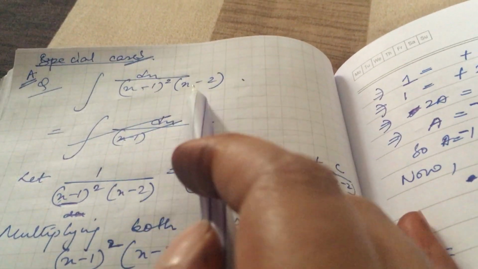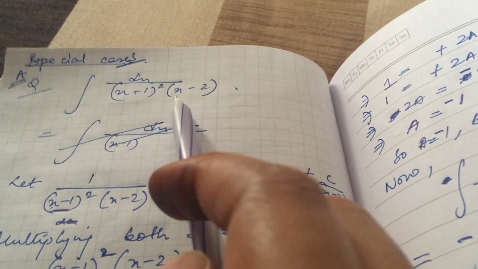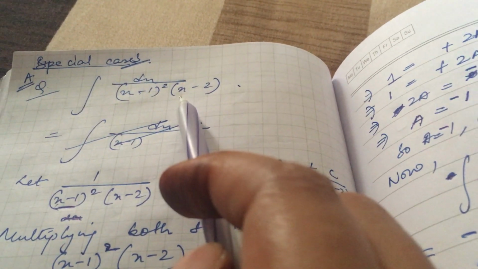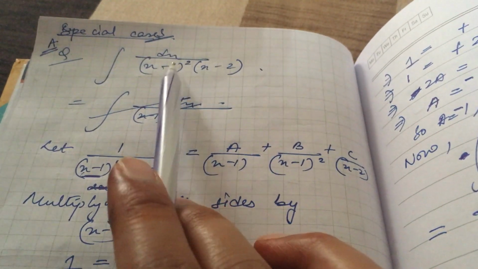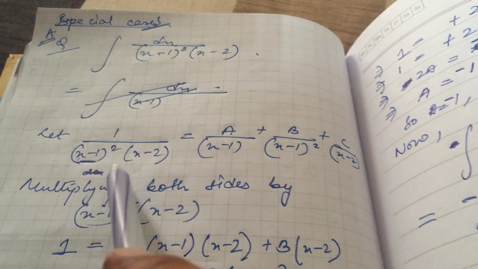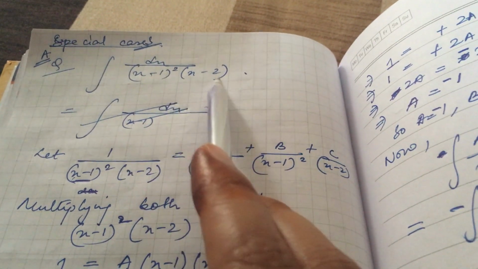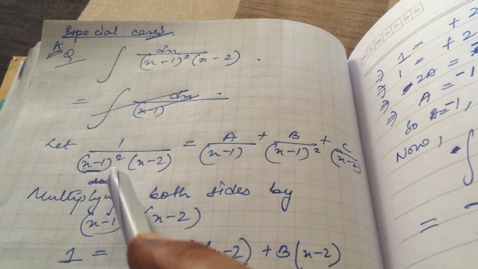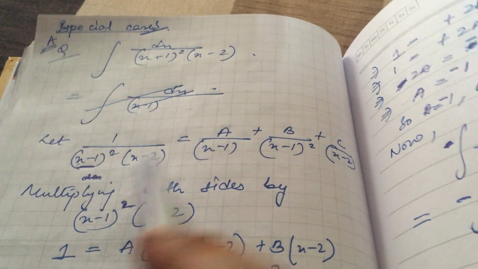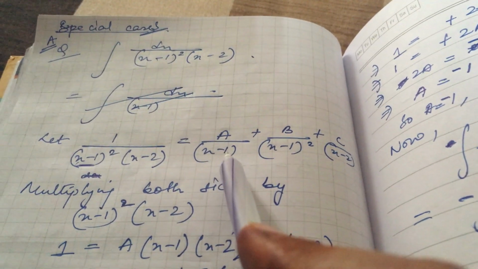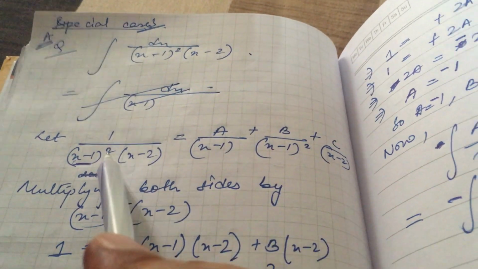In these kinds of sums, because you do not have any x on top, how will you compare the numerator and denominator? What you do is let this expression, 1 divided by (x minus 1) whole square (x minus 2), equal to... how many expressions are over here? If you see it, x minus 1, x minus 1, x minus 2. So we write these expressions as a divided by (x minus 1) plus b divided by (x minus 1) whole square, because this is a square.